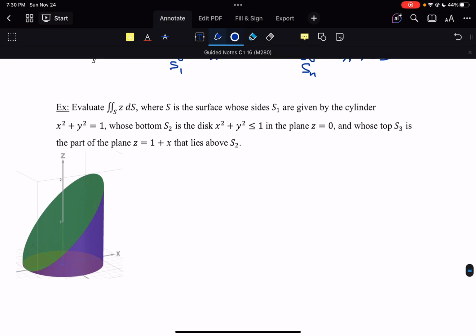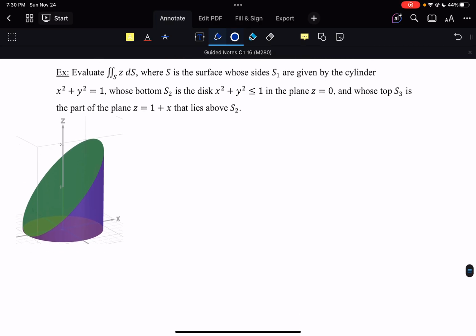So we're going to take a look at an example of this. Evaluate the surface integral over S of z, where S is the surface whose sides S1 are given by the cylinder x squared plus y squared equals 1, whose bottom S2 is the disk x squared plus y squared less than or equal to 1 in the plane z equals 0, and whose top S3 is the part of the plane z equals 1 plus x that lies above S2.